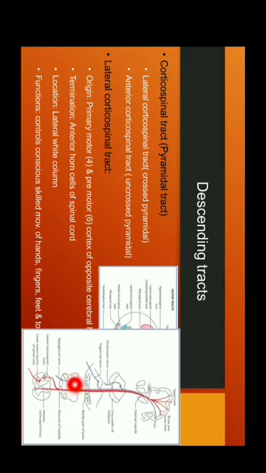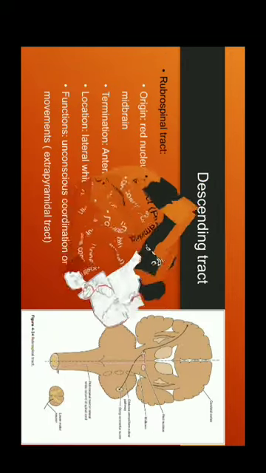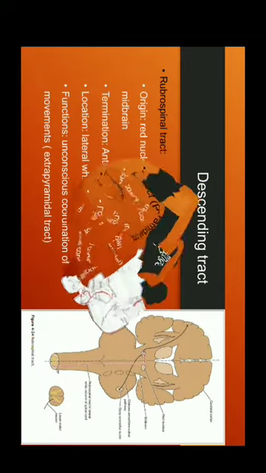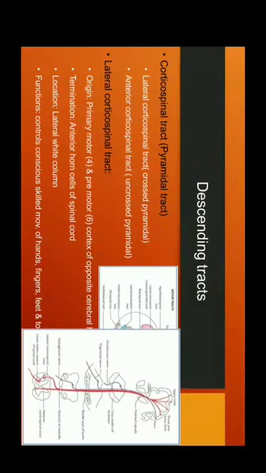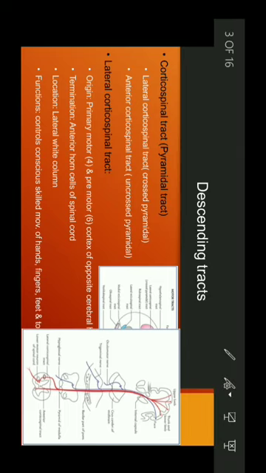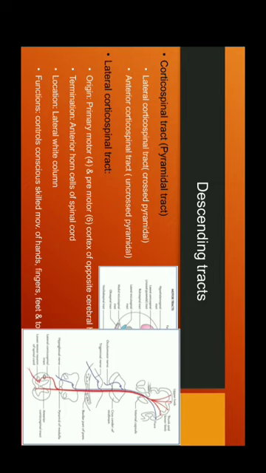So the location of this tract in the medulla is called the pyramid, and after the pyramid they cross to the opposite side. Here you can see they are crossing to the opposite side. After crossing, they occupy the lateral corticospinal tract in the spinal cord. So the maximum number of fibers cross.